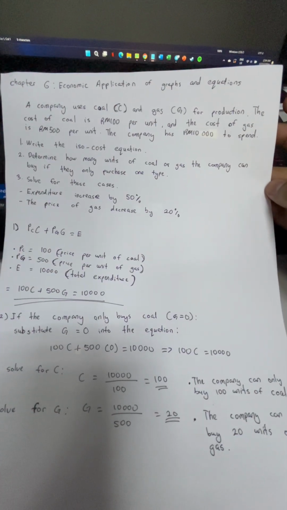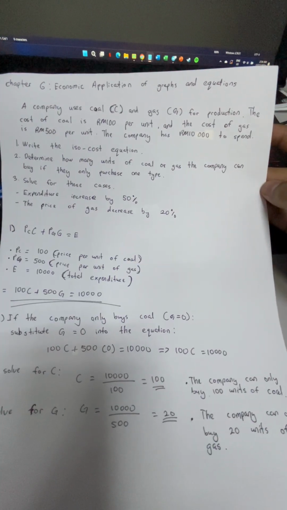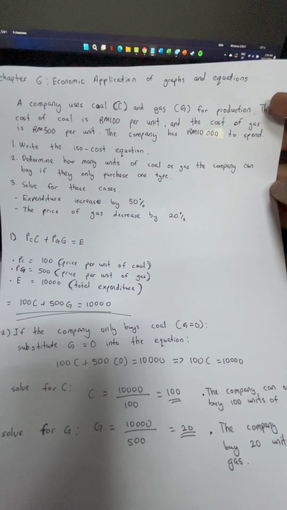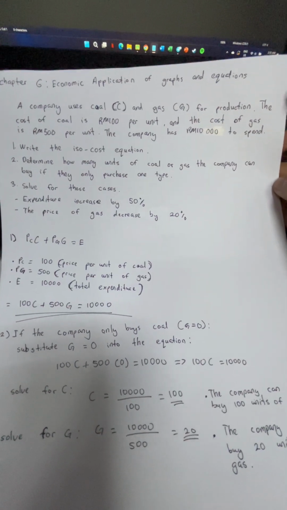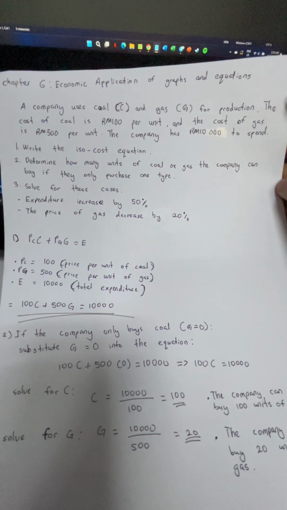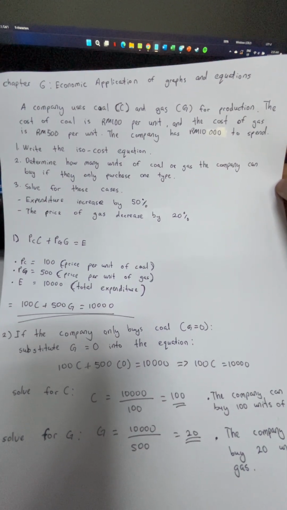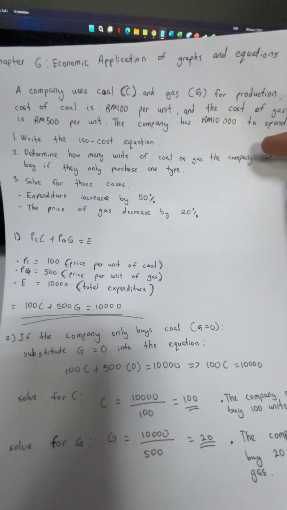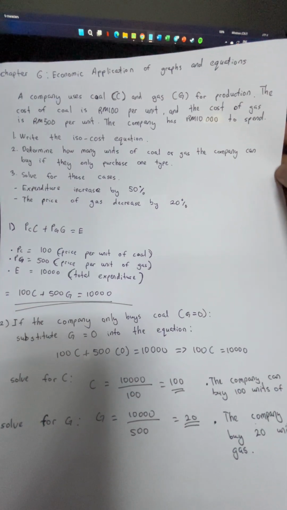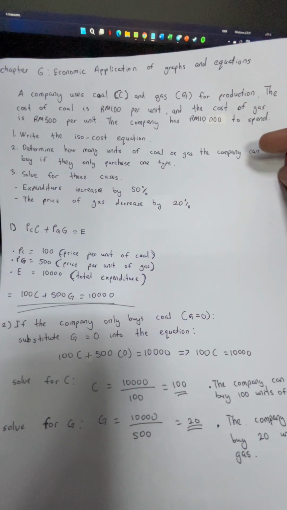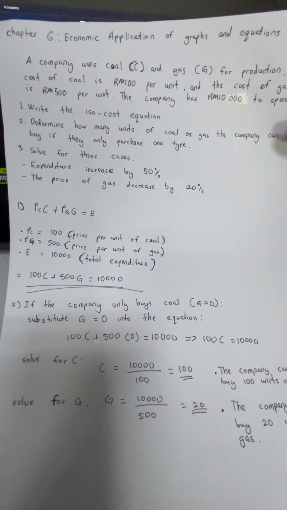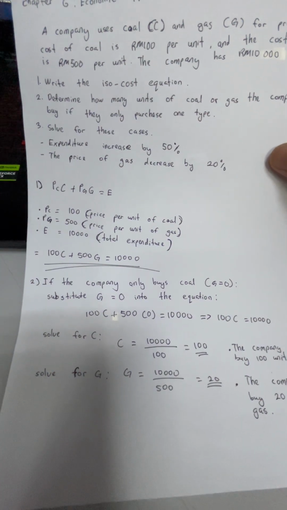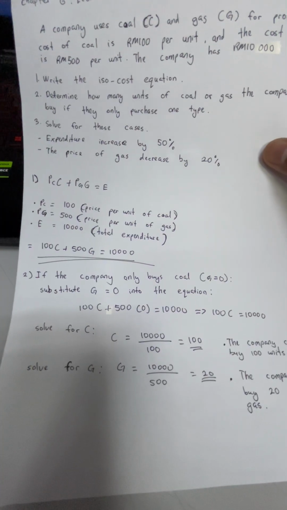The next topic is chapter 6, which is economic applications of graph and equation. The question is, a company uses coal, which is C, and gas, G, for production. The cost of coal is 100 ringgit per unit and the cost of gas is RM500 per unit. The company has 10,000 ringgit to spend. I must write the isocost equation, determine how many units of coal or gas the company can buy if they only purchase one type, and third, solve for these cases: expenditure increased by 50% and the price of gas decreased by 20%.